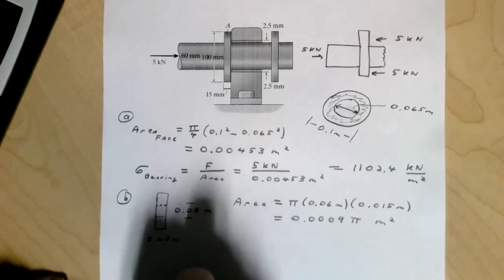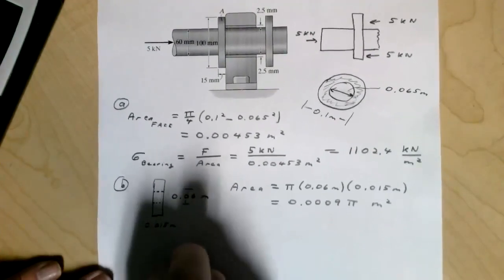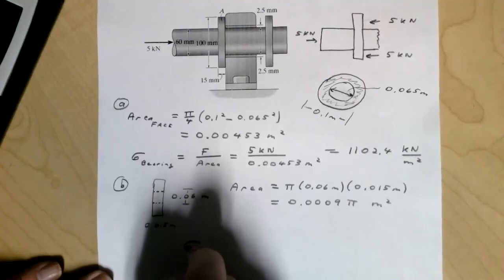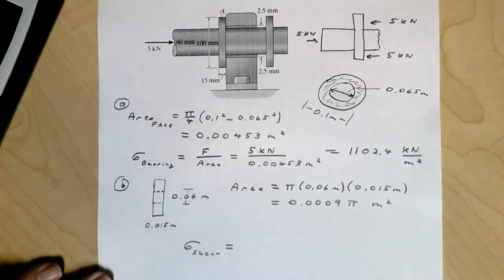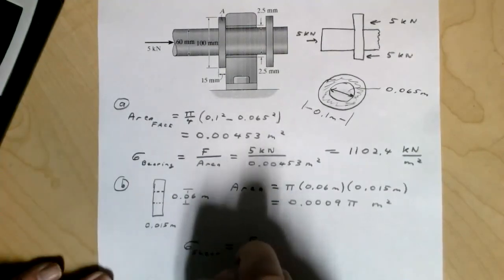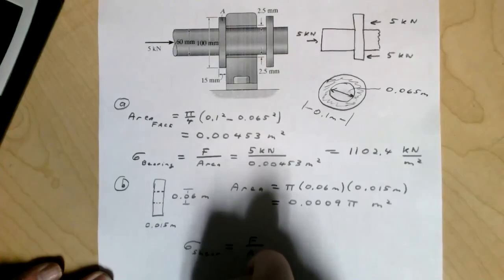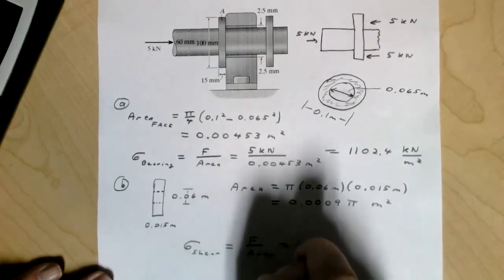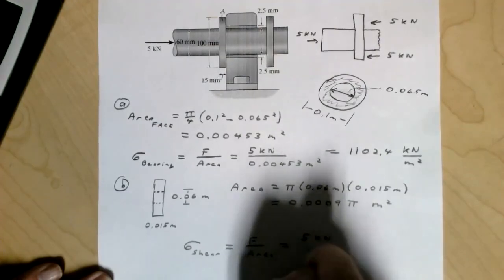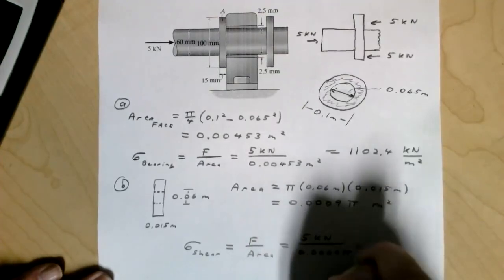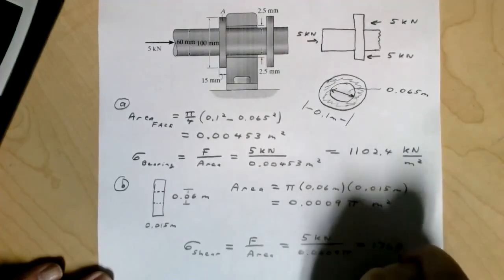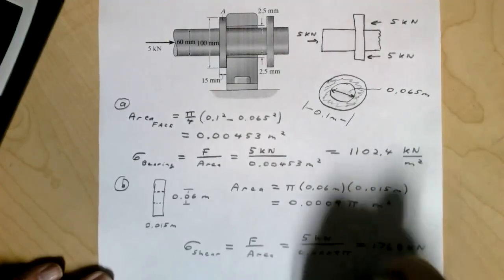And then the shear stress is going to be equal to the force divided by the area, which is going to be, once again, 5 kilonewtons divided by that area, which is 1768 kilonewtons.